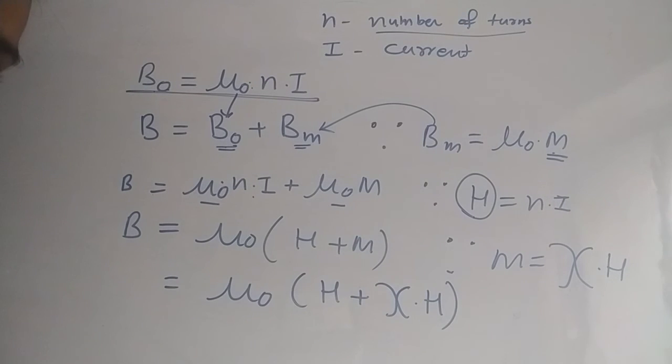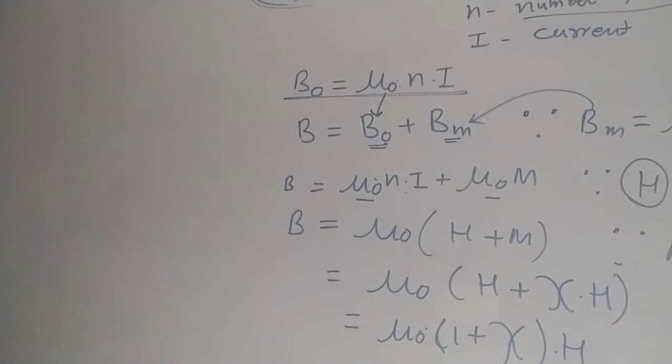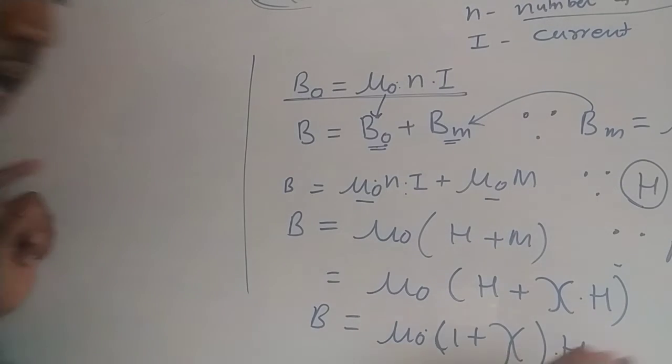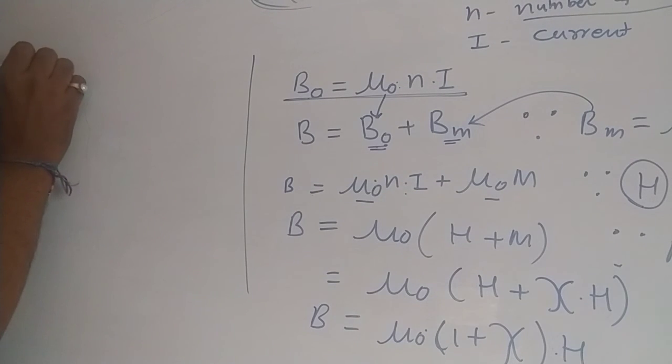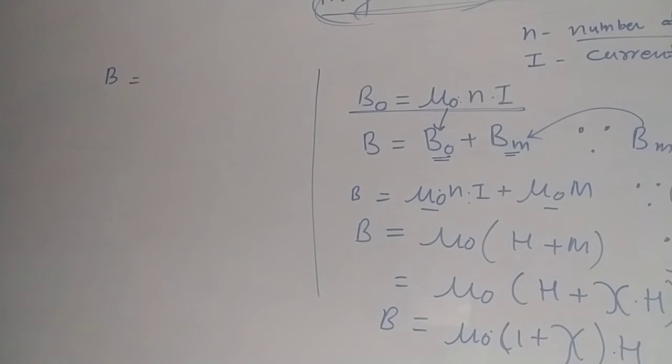Now here H is common. You can write the same as equal to mu0 into 1 plus Xi outside the bracket, H. I will write the remaining to this side. So we get mu0 B equal to mu0 into 1 plus Xi outside the bracket, H. Here 1 plus Xi as it is. B equal to, I will write the remaining part to this side, 1 plus Xi that we have just mentioned here.